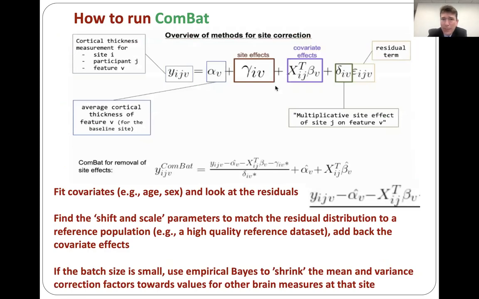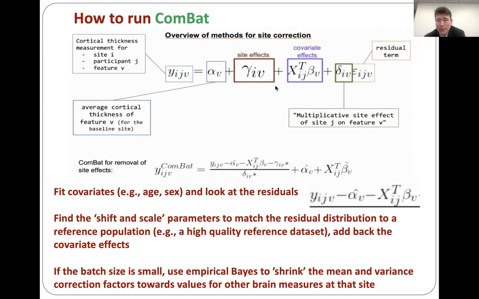So in the basic ComBat method, which is very, very widely used, let's say you have a cortical thickness measure from site i and participant j for a part of the brain v. You run essentially a regression model that includes a couple of terms. One is essentially a shift factor that shifts the mean of the data from a certain site to the overall mean of the entire data set. And also a multiplicative factor, delta iv, that scales the residuals of the data to match the overall data.